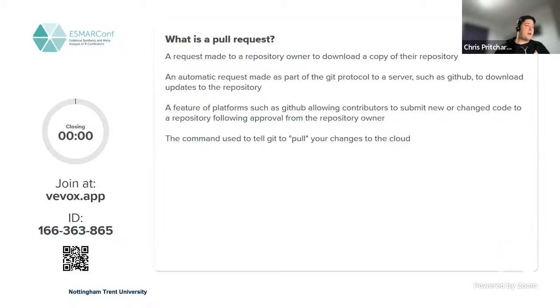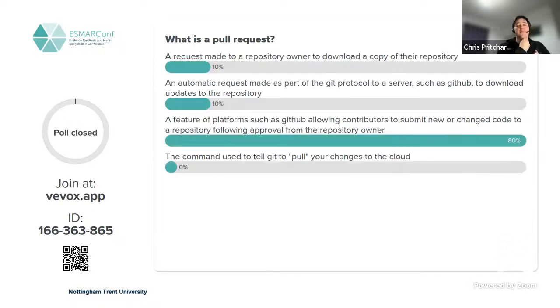So a pull request is a feature of platforms such as GitHub or GitLab or Bitbucket, that allows you as a contributor to submit new or changed code, from your own fork, into a repository following approval from the repository owner. So you could basically say, hey, I've made this change. I want you to bring it into the project. Are you happy to do that? And a pull request is basically you asking someone nicely to contribute to their project.